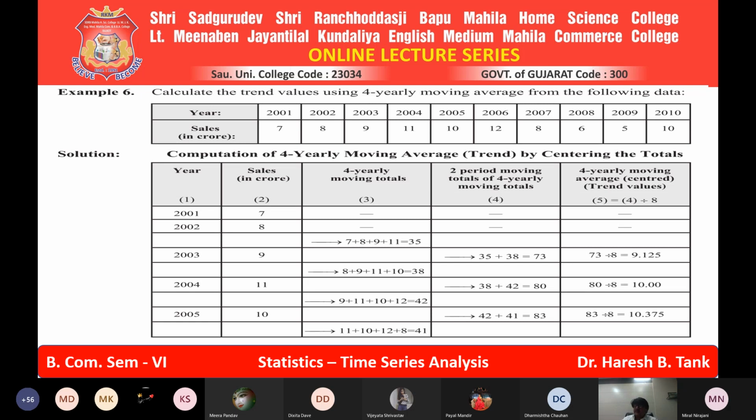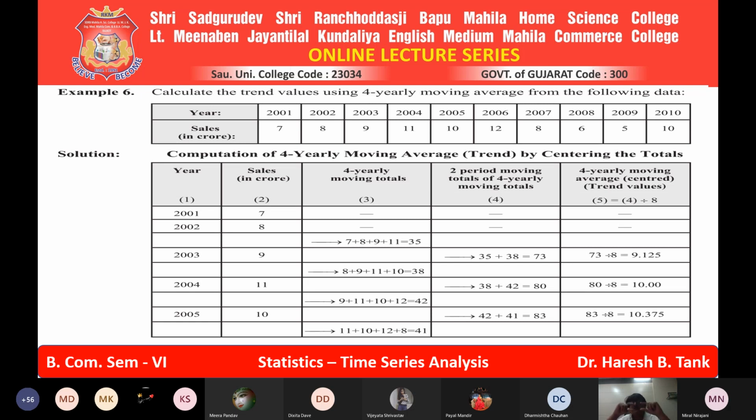Now you have all the sums with you: 35, 38, 42, 41, 36, 31 and 29. First two dashes and last two dashes. Fine enough? Okay. Now naturally you have to process it once again. So, a 2-period moving total of the 4-yearly moving total.